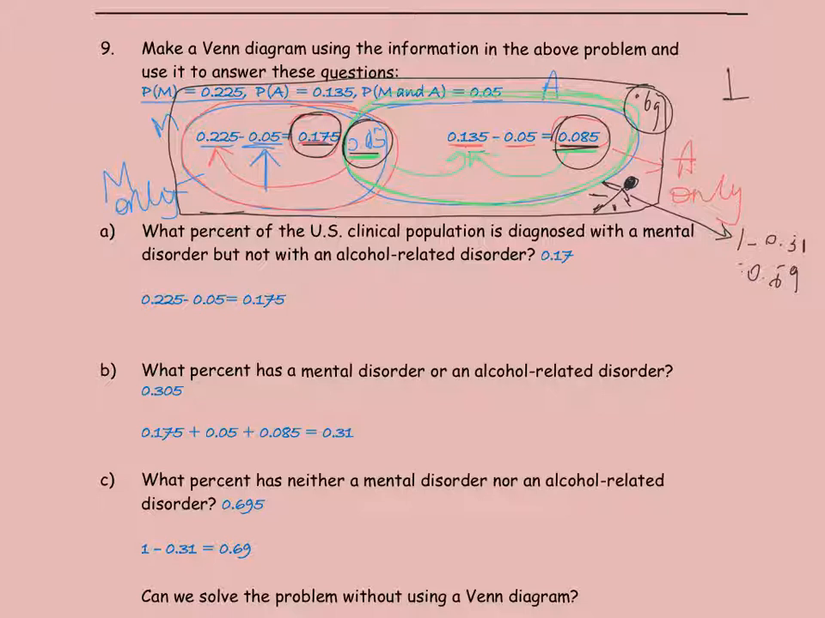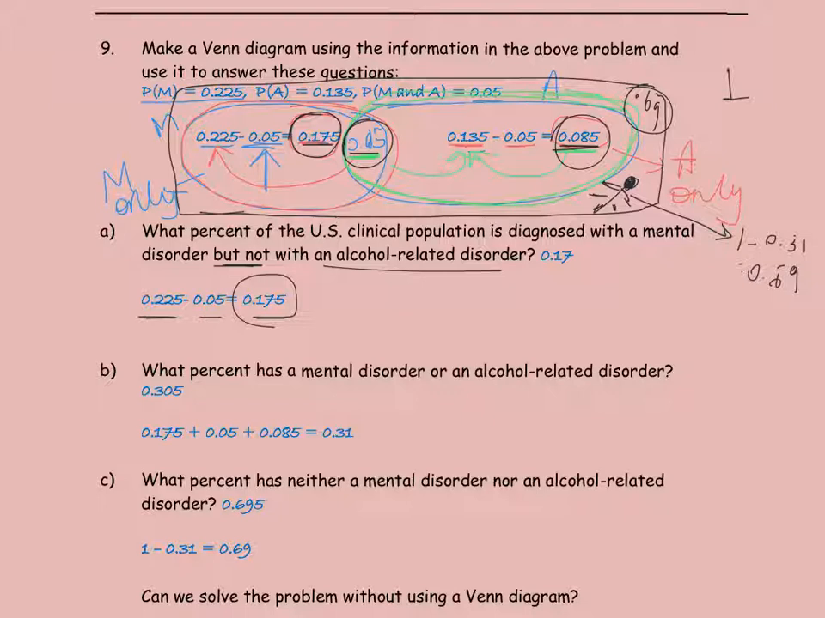So the first question says, what percent of the US clinical population is diagnosed with mental disorder but not alcohol-related disorder? Which means, what percent of the US clinical population has mental disorder only? And we've done the calculations. It is 0.225 minus 0.05, which is the overlap, which is equal to 0.175.